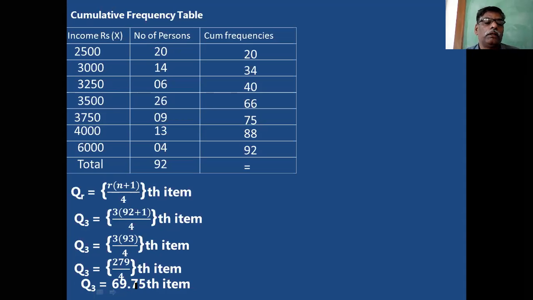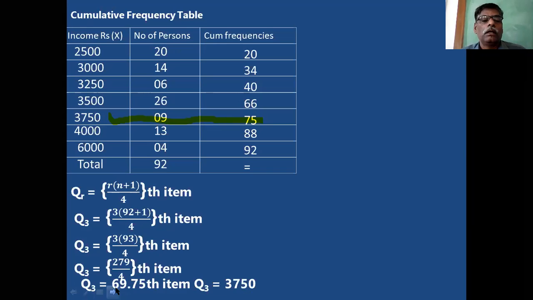69.75 comes in the 75 cumulative number; in this 75 number there is 69.75. Okay, so you have to mark it. In this line there is the answer. So the Q3 answer is the X value. The X value in this line is 3,750. Q3 is equal to 3,750.